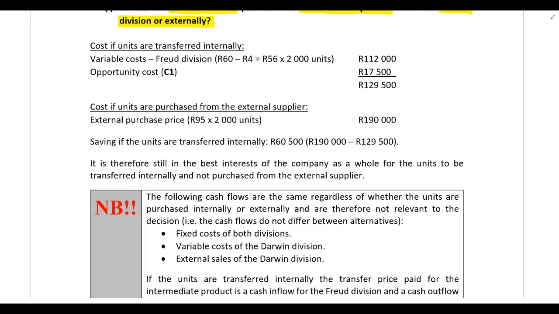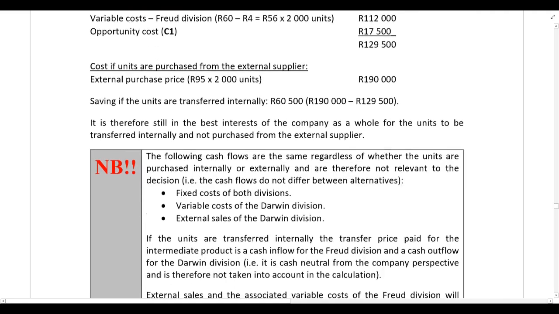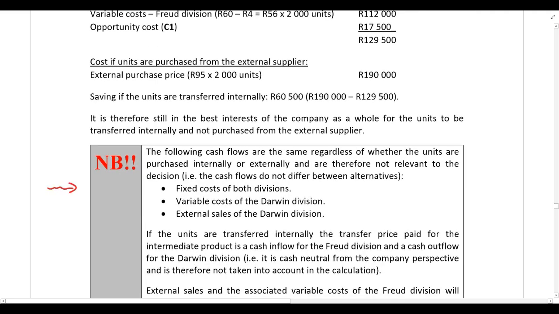the Freud division. And once again, I have included the discussion for you over here. But please go back to part A if you are not sure about why I'm not taking certain cash flows into account. Everything was discussed in part A of the required. And the same logic applies over here.